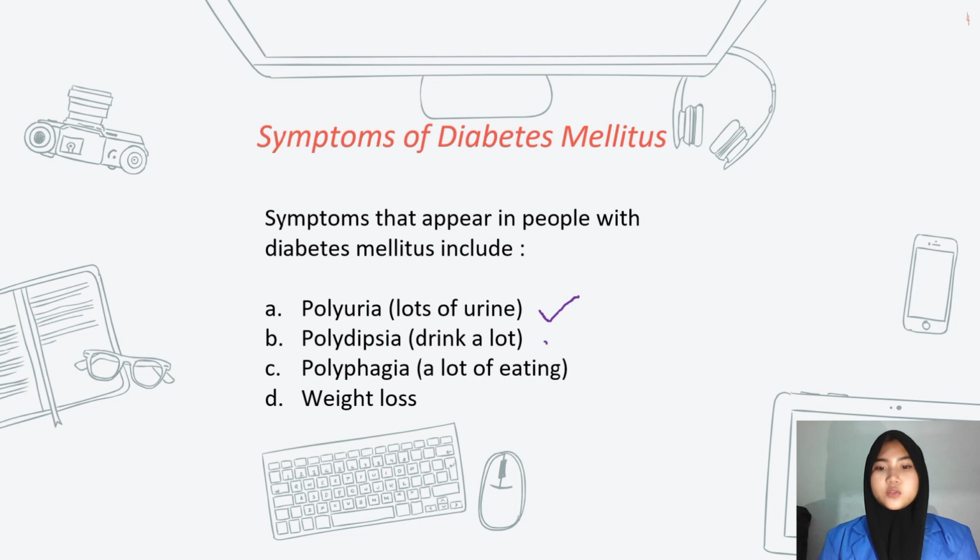Polydipsia, a lot of drinking. Polydipsia occurs because a lot of urine is excreted, so patients will feel excessive thirst and drink a lot. Polyphagia, a lot of eating. Polyphagia occurs due to reduced insulin ability to manage blood sugar levels, so that sufferers feel excessively hungry. Weight loss. Weight loss occurs because the body breaks down surplus energy in the body, such as fat.